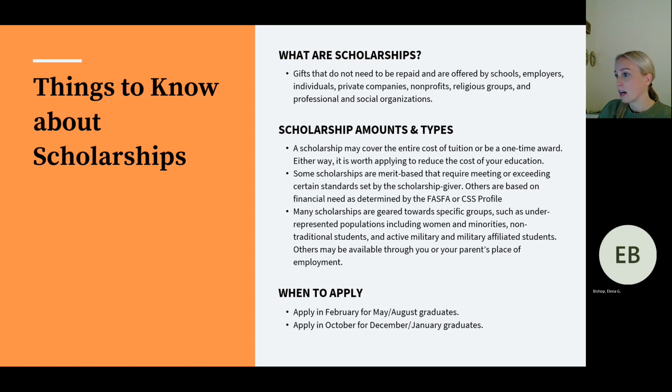A scholarship can cover the entire cost of tuition, or it can be a one-time award. Either way, it's worth applying to reduce the cost of your education, to any scholarship that you may be eligible for. Some are merit-based. That means that a student is required to meet certain standards set by the scholarship provider. Some are based on financial need, as determined by your FAFSA once completed or CSS profile.